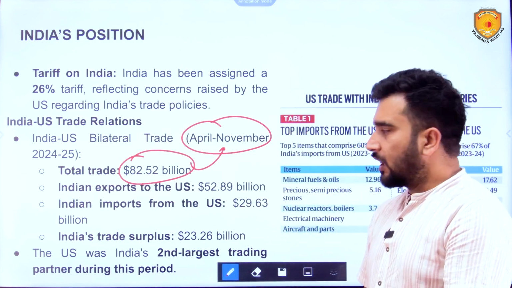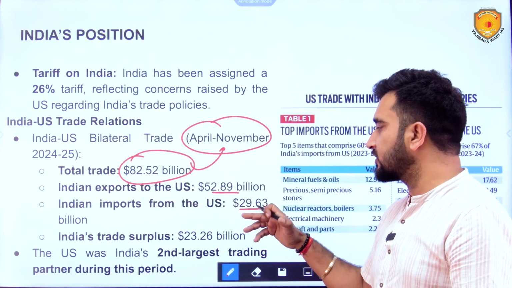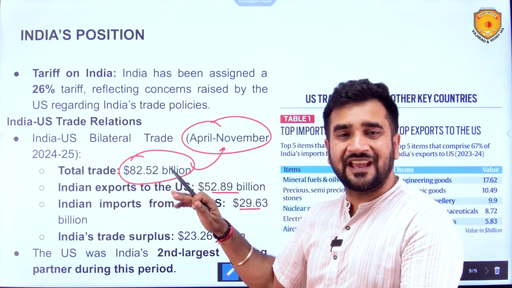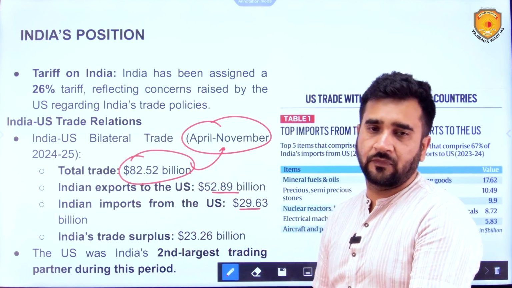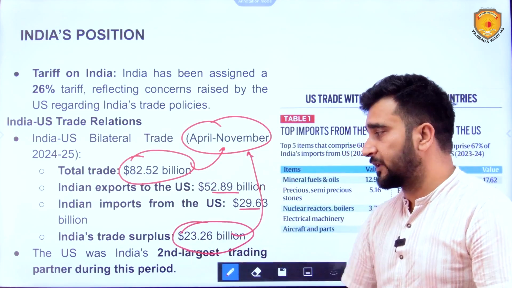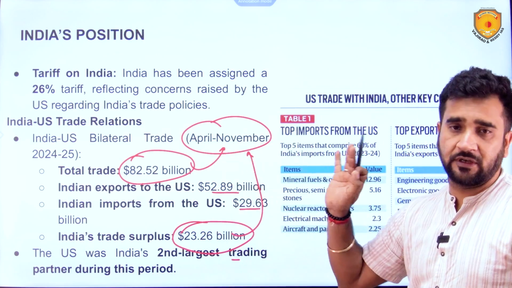India's exports to the US are $52.89 billion and imports $29.63 billion, meaning India has a trade surplus and the USA has a trade deficit in this scenario. So India's trade surplus is $23.26 billion for this period. The US was India's second largest trading partner during this period.